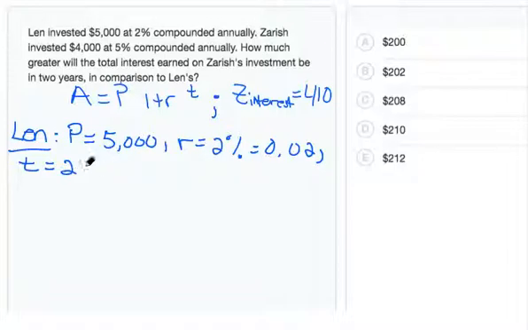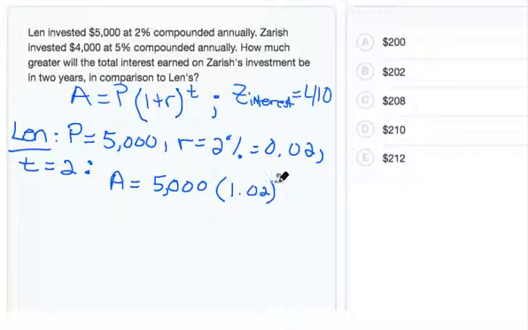So we could do a similar thing that we did before and plug into our formula for A. Oh, I think I deleted those. Let me throw those back in. So we have P, which is the initial investment, so 5,000, times 1 plus R. R is 0.02, so we have 1.02, and all of that is to the power T, which is 2 here. If we were to multiply out 1.02 squared and multiply it by 5,000, we would end up with 5,202.